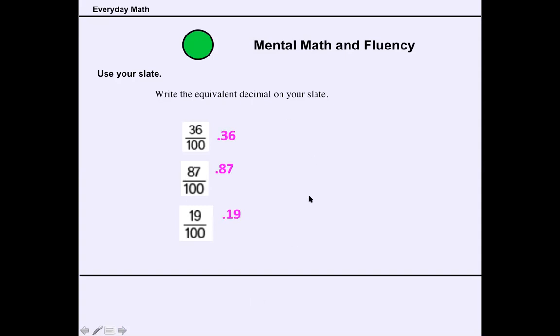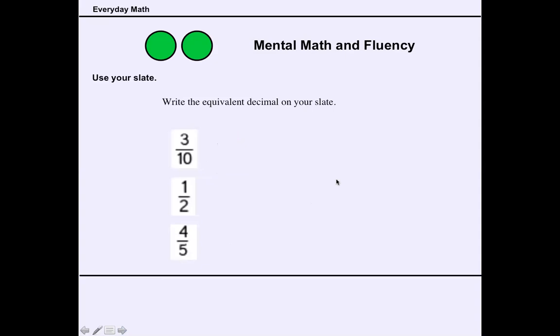So this should be a review for us. 36 hundredths, 0.36, 87 hundredths, 0.87, 19 hundredths, 0.19. Let's move to the next slide. Write the equivalent decimal on your slate for 3/10, 1/2, and 4/5. Remember that you can pause me until you have your answers. All right, let's move to the next slide.